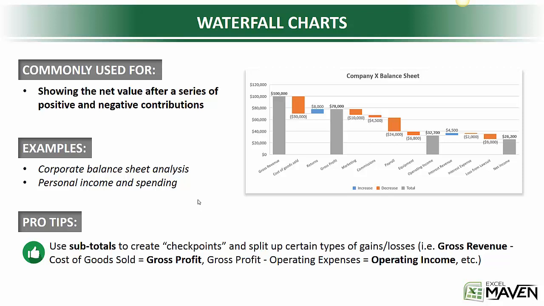For instance, with a corporate balance sheet analysis, you might have gross revenue, then subtract cost of goods sold, which takes you to gross profit, and then gross profit minus operating expenses equals operating income, which is a second subtotal. So Excel makes it very easy to account for those types of subtotals within a waterfall chart. So let's take a look.